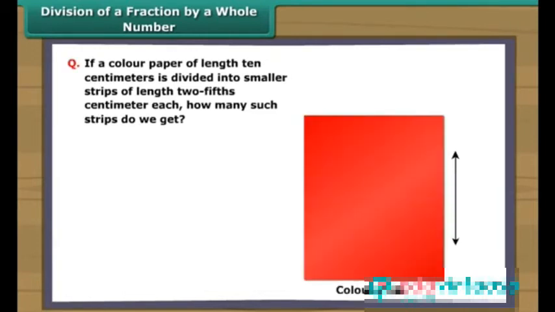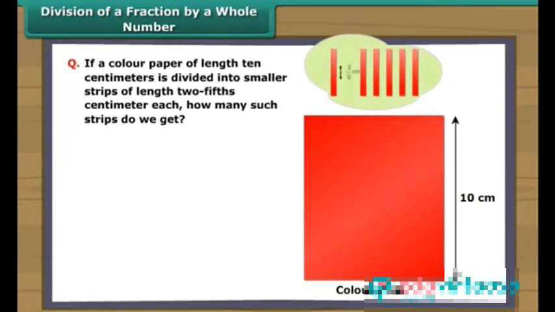Division of a fraction by a whole number. Let us practice a problem now. If a color paper of length 10 centimeters is divided into smaller strips of length 2/5 centimeter each, how many such strips do we get?